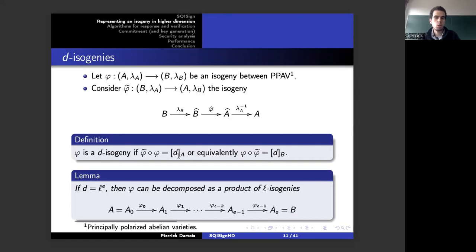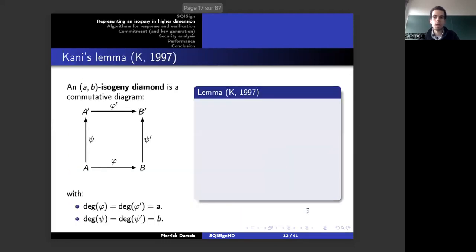This property is not always satisfied in higher dimension. Of course, in dimension 1, between elliptic curves, we always have this property, and D is the degree, but it's not always the case in higher dimension. But what we do have in higher dimension is, once we know that we have an L to the E isogeny, we can decompose it as a chain of L isogenies. So we get as well the previous efficient representation that we talked about in dimension 1. But that's not the representation that interests us. It's more what we can do with it.